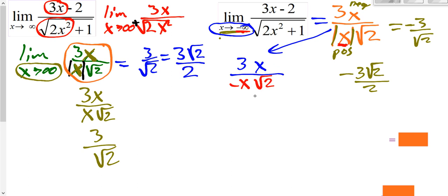And now the x's would drop, and we would still get the exact same thing. So there's a couple ways you could think about that absolute value. What we did here initially or what we did here would not really make a difference.